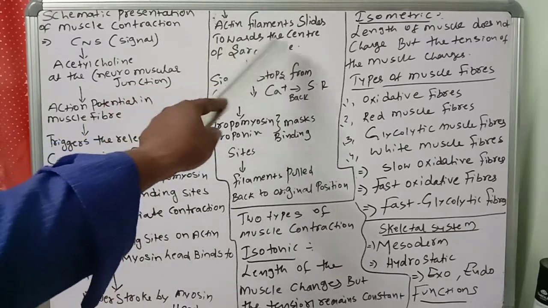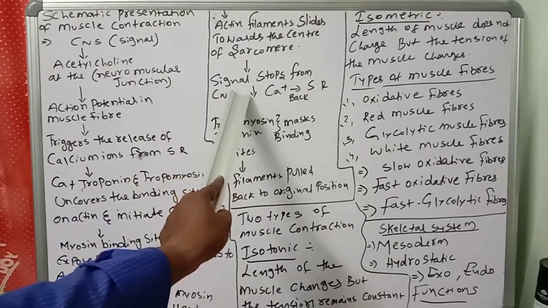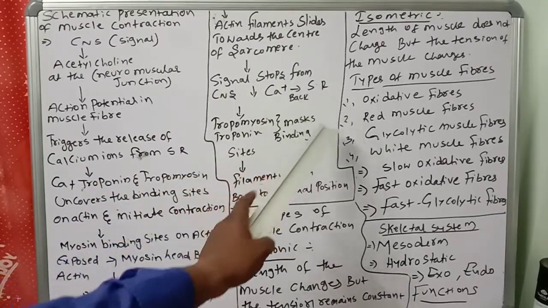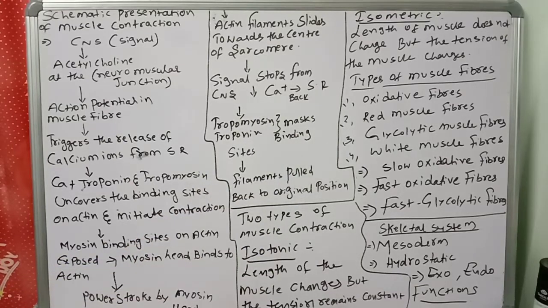The actin filament slides towards the center of the sarcomere. Then the signal stops from the central nervous system, and calcium goes back to the sarcoplasmic reticulum. Tropomyosin and troponin mask the binding sites and the filaments are pulled back to the original position. So this is the schematic presentation of muscle contraction. That is the first part.